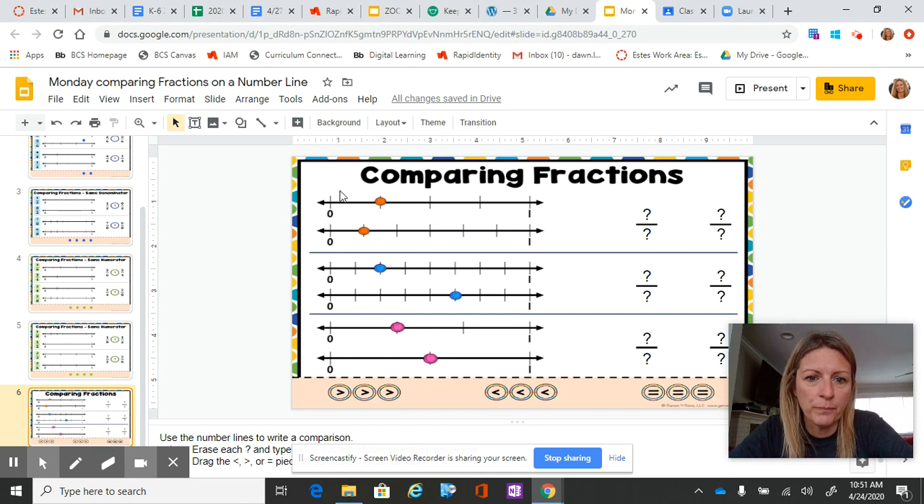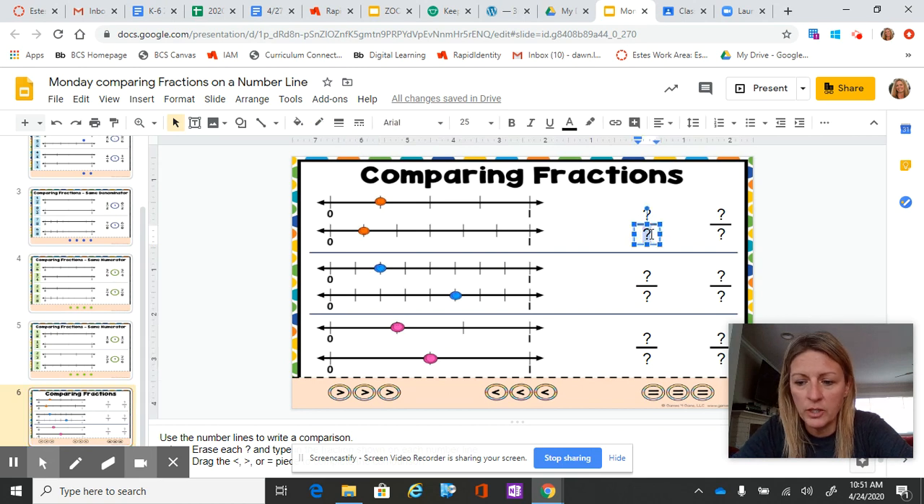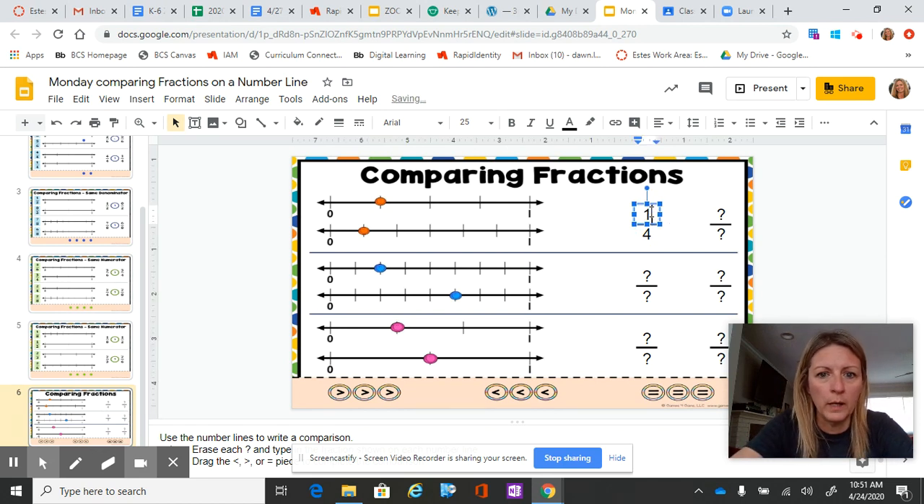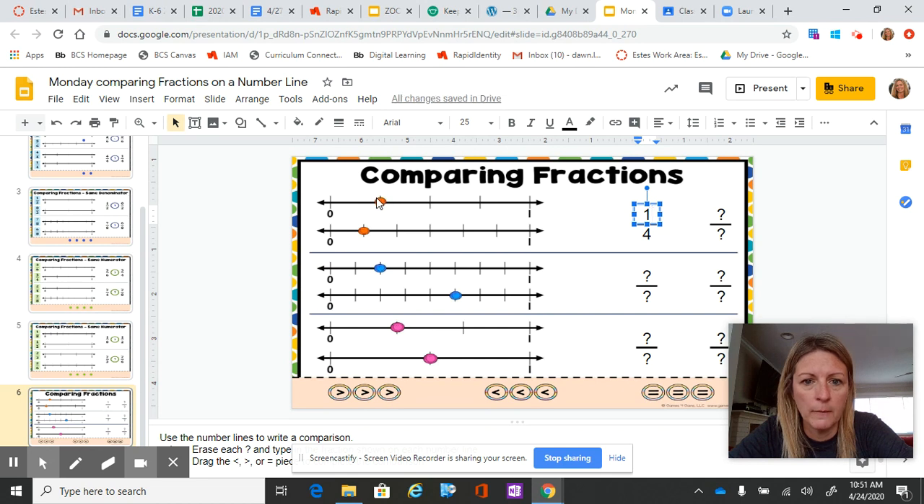Look at this first one. The dots are already there. I have to figure out where this dot is. So I'm going to remember my ant, and I'm going to say 1, 2, 3, 4. Oh, this one is in 4 parts. So I'm going to change my question mark again. I'm going to put that. I know that this number line is broken into 4 parts, and my ant only walked to the first one. So 1 of the 4 parts.